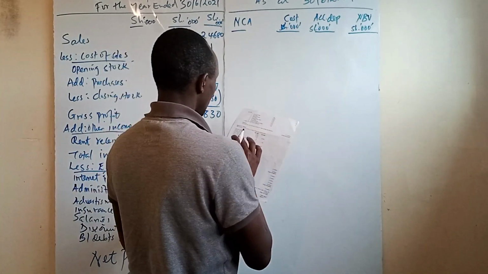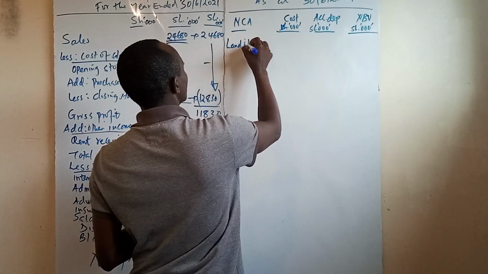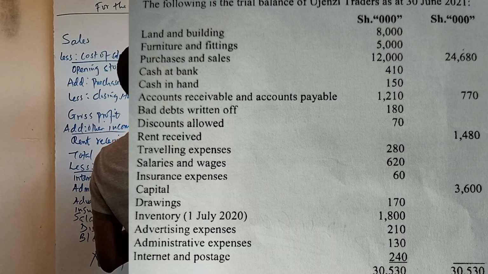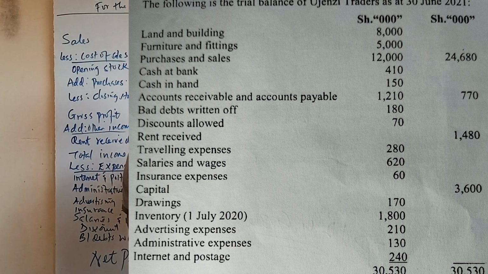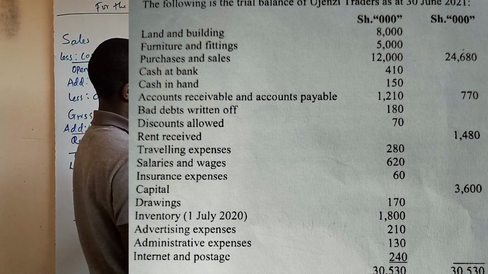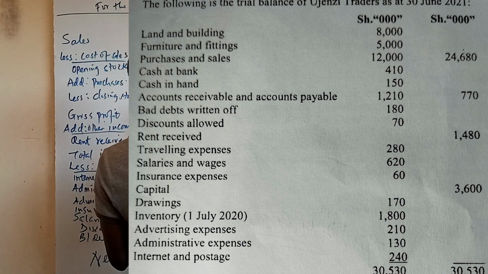So we start with non-current land and building. Land and building of 8,000, right? But you don't have anything about depreciation, so you put a dash. 8,000 minus the depreciation of 0 is 8,000. We have furniture and fittings as non-current.